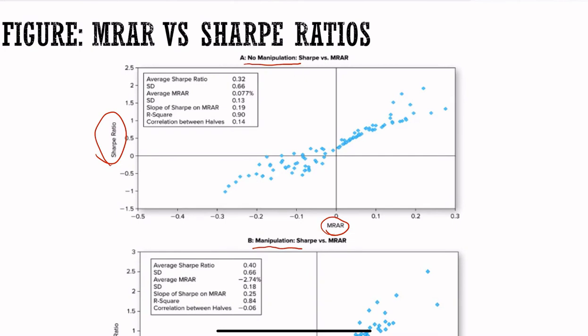So what they can see here is, the key here is you can see that you almost get a straight line here, right? So this basically means that Sharpe ratio is proportional to this Morningstar risk-adjusted return measure, right? So you can see that if there is no manipulation, if a fund has higher Sharpe ratio, it will have a higher Morningstar risk-adjusted return measure, right?